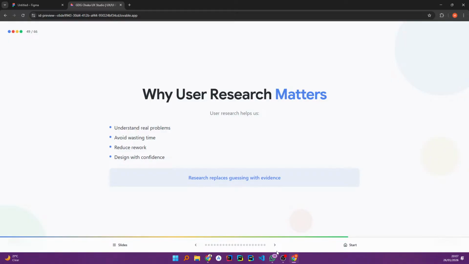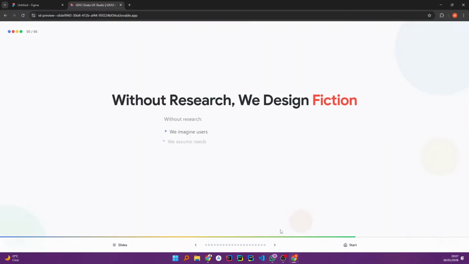So research replaces guessing with evidence, and without research, like I said earlier on, there will be friction. Friction when a user uses that product, because if you design based on assumptions, then you won't have a product that satisfies the users efficiently or how it should at its optimal level.